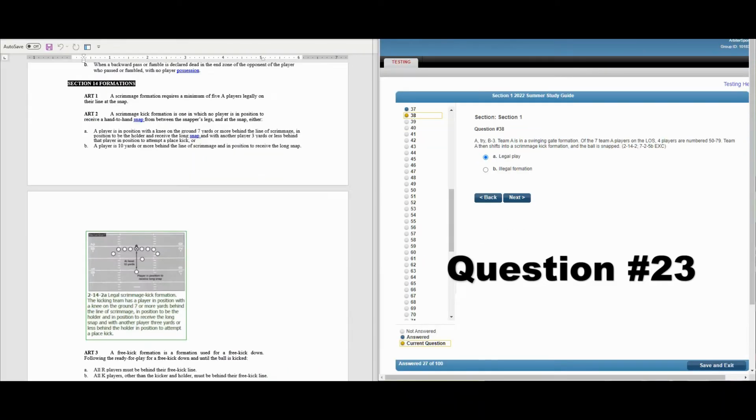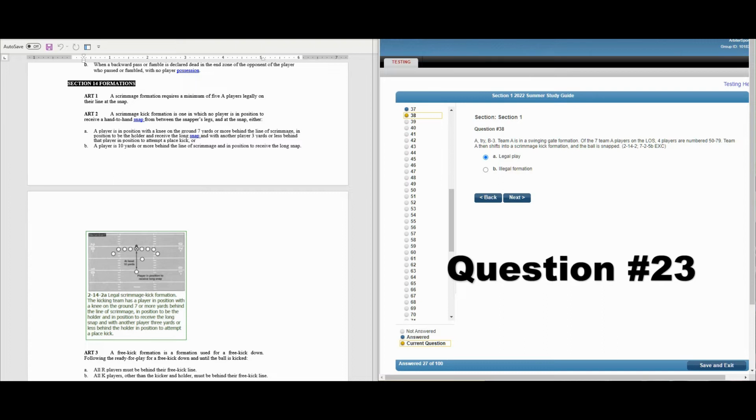Question number 38. A, try. So the extra point from the B3. Team A is in a swing gate formation. And for those of you who don't know what that is, we have a center, a snapper, I should call him, a snapper, and then all the other players that aren't backs are lined up to one side or the other. Okay?